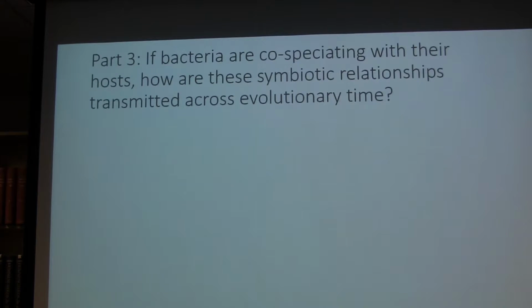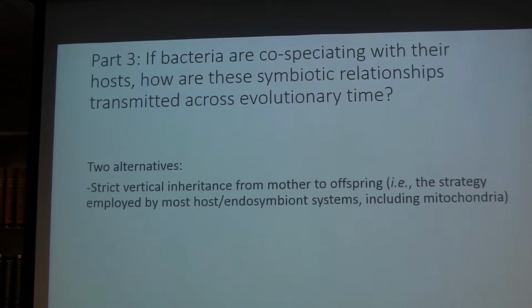So just very briefly, in part three, I wanted to start talking about how these bacteria are being transmitted across evolutionary time. If it's true that bacteria are co-speciating with their host, it implies some mechanisms to ensure the fidelity of the transmission of bacteria across generations. And so I'm going to consider two alternative scenarios. One is strict vertical inheritance from mother to offspring. This is the strategy that aphid Buchnera uses, so Buchnera is transmitted vertically from the mother. It's also the strategy that our own mitochondrial endosymbionts use. It's strict vertical transmission from the mother.